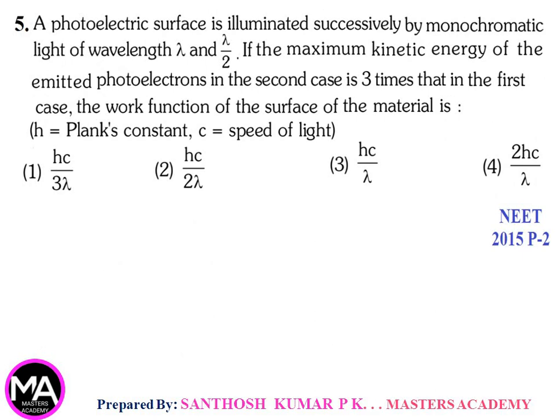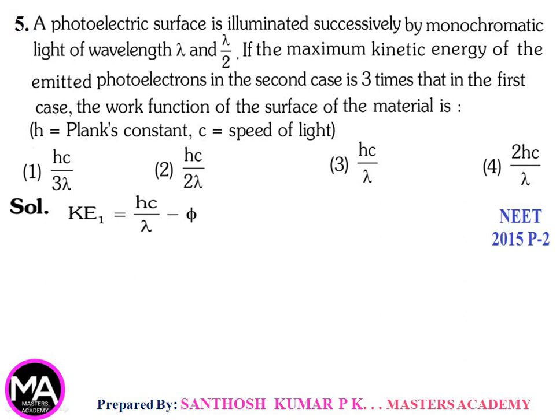Next problem. A photoelectric surface is illuminated successively by monochromatic light of wavelength lambda and lambda by 2. If the maximum kinetic energy of the emitted photoelectrons in the second case is 3 times that in the first case, the work function of the surface of the material is, where h is Planck's constant and c is speed of light. So solution. So we know that the kinetic energy is equal to hc by lambda minus phi.